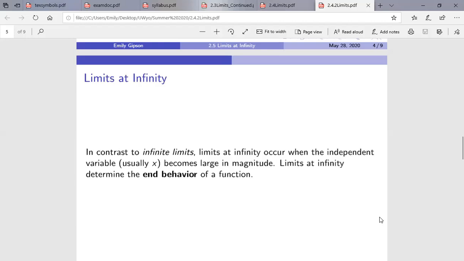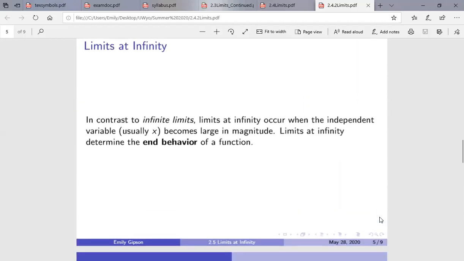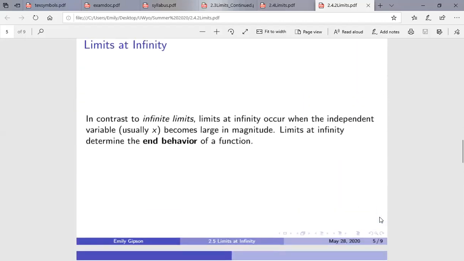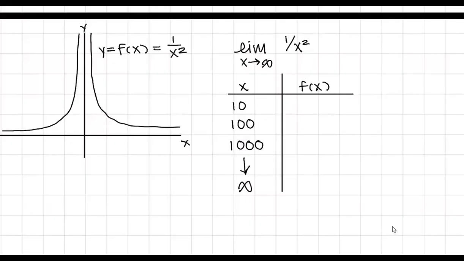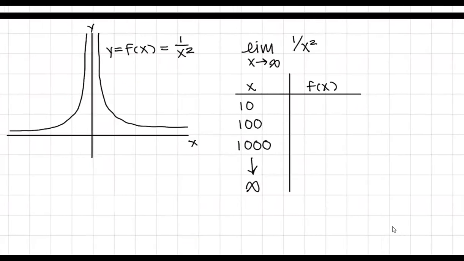So what exactly does this look like? So let's visit our friendly function 1 over x squared. I have it drawn here in black, and we can see that from previous, we know that as we approach 0, our function approaches positive infinity. But what happens when we take x to be infinity? So let's go ahead and use this both graphically and numerically.